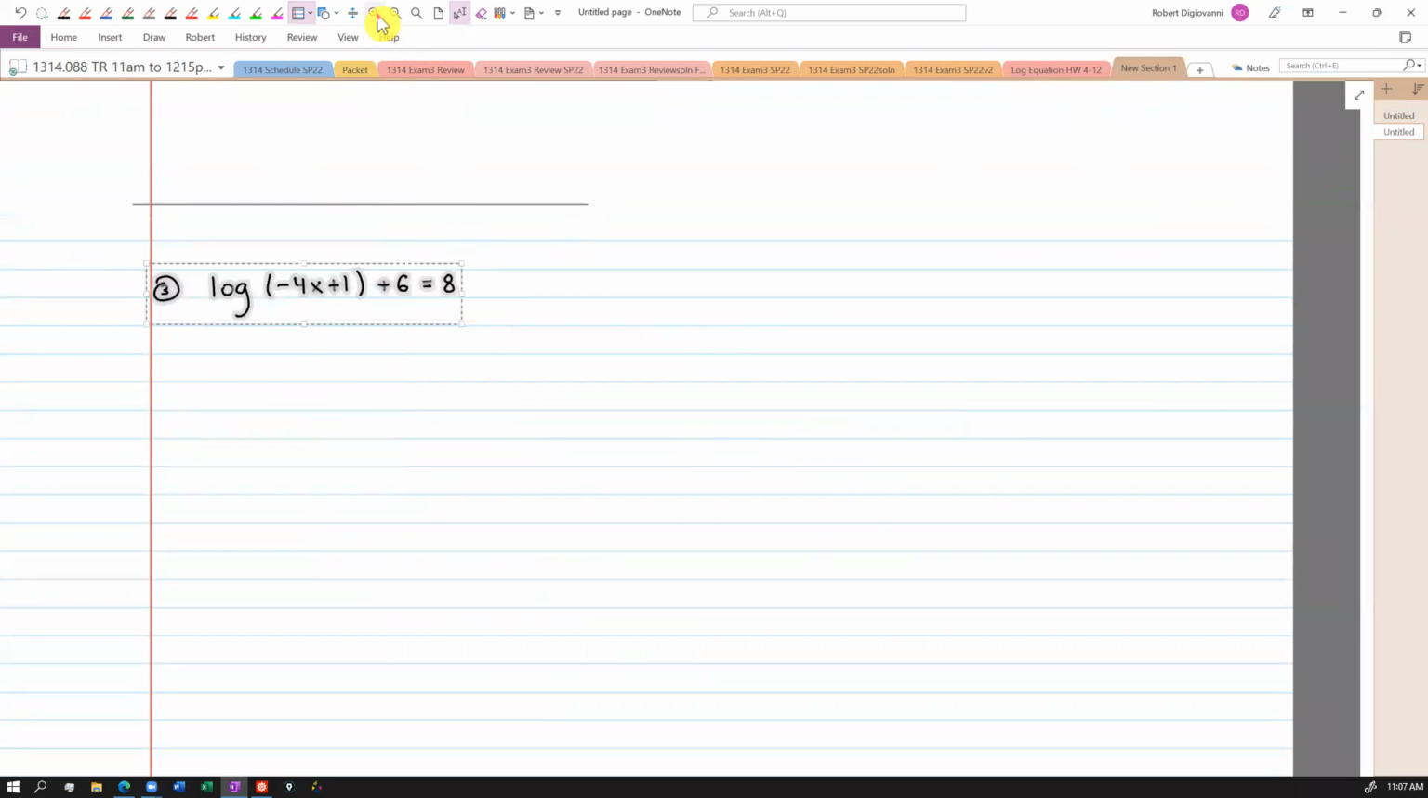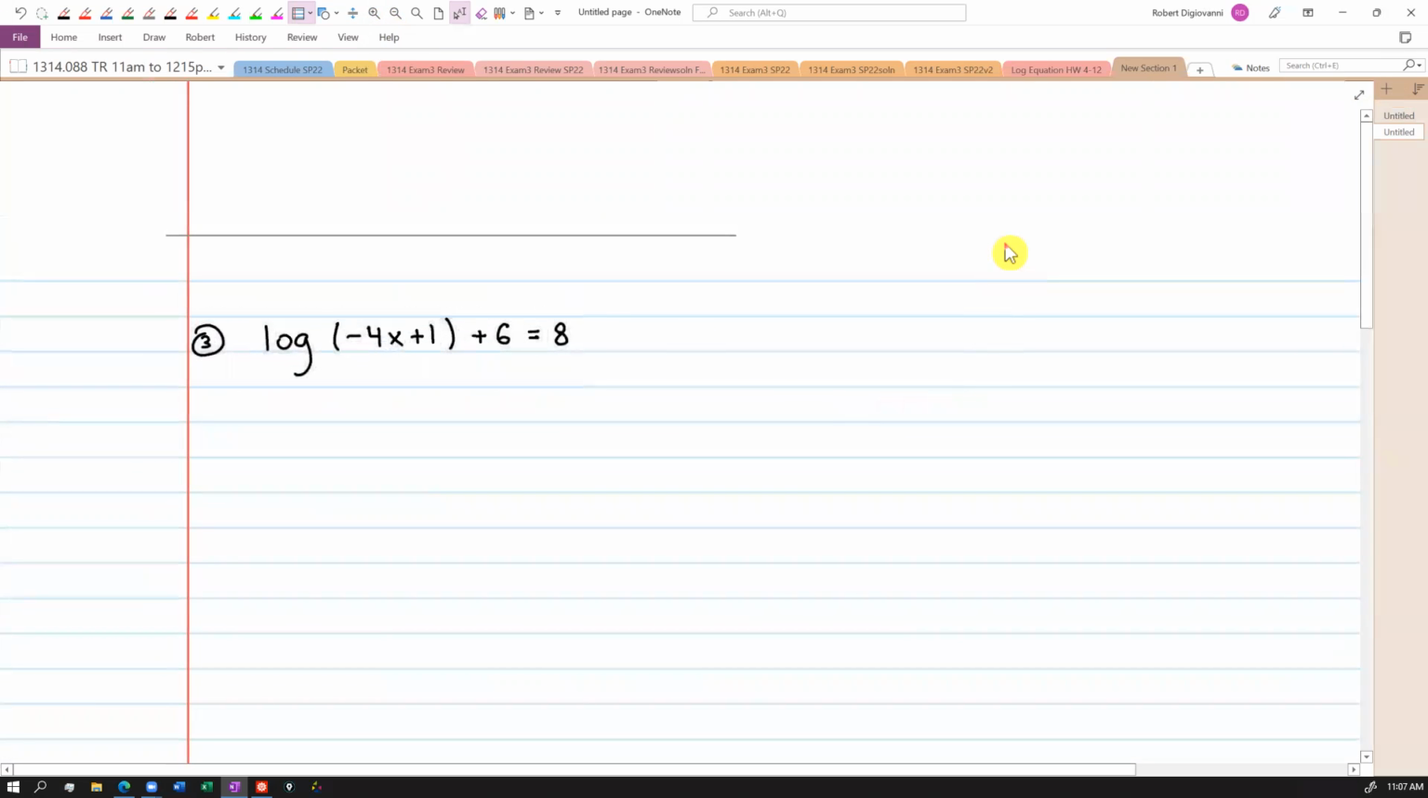I'm going to make this a little bit bigger. There. Okay, so we're trying to solve this log equation. We have to get the log by itself. Right now, this is the part with the log, right? So we need that by itself. We need to get rid of that +6. So subtract 6 on both sides, right? So I'll just subtract 6 there.